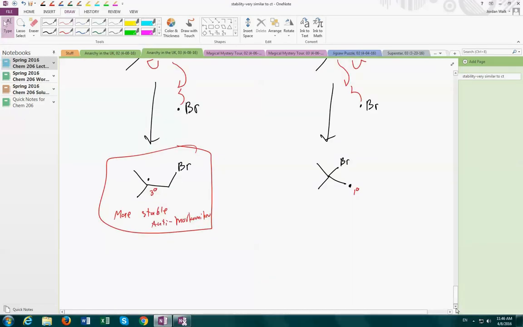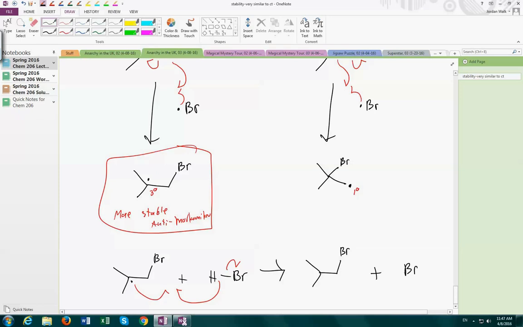And so once we get to this point, what we have is our radical will react with another molecule of HBr like this. So we end up with our final product, which is the anti-Markovnikov addition, and then in effect we've regenerated our bromine radical, which can go back and do our chain all over again.